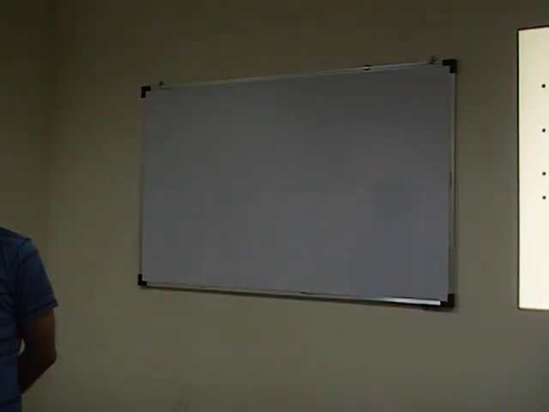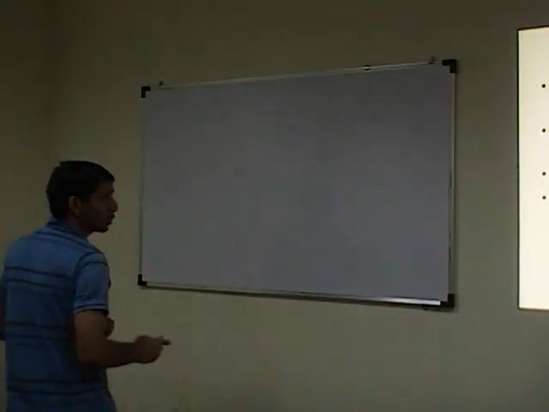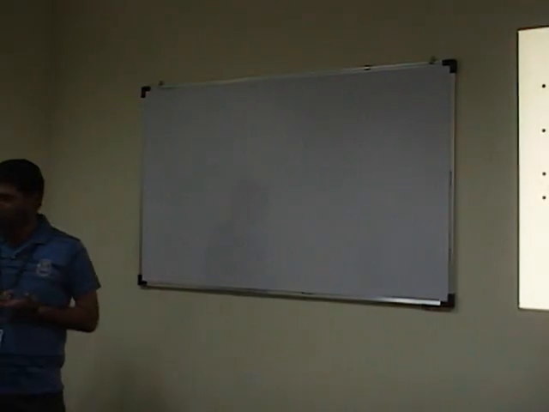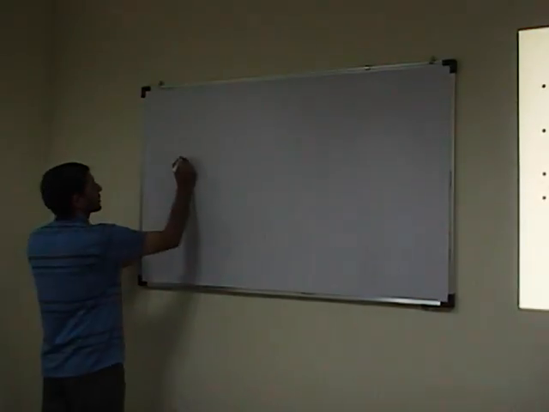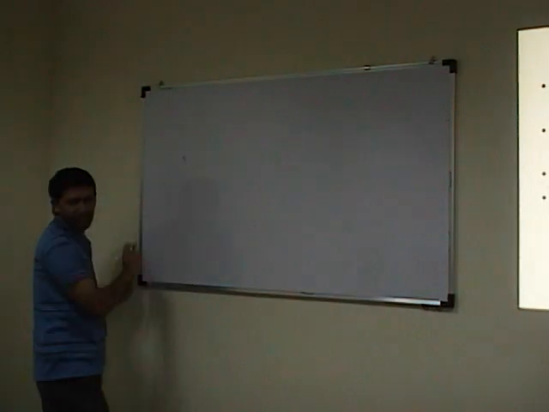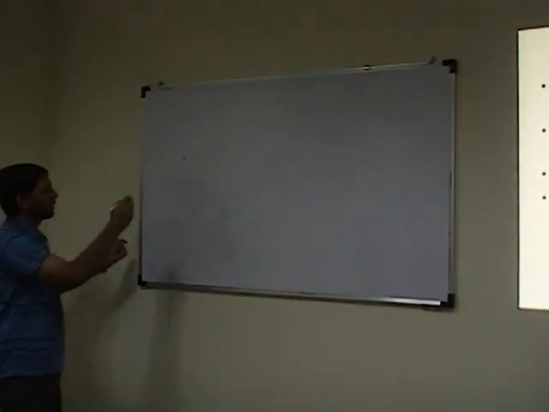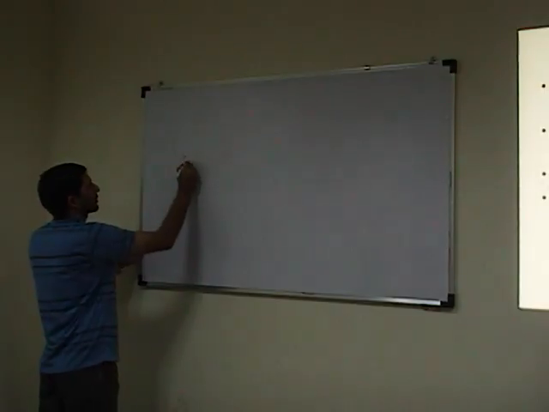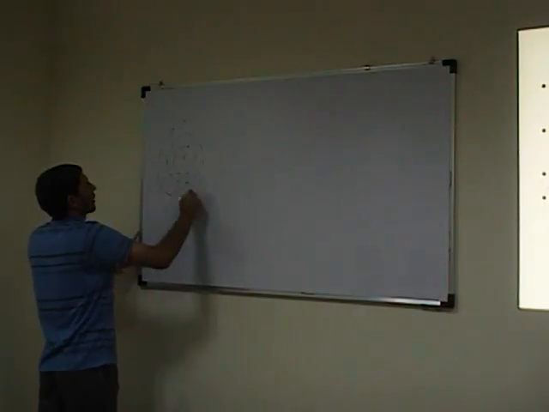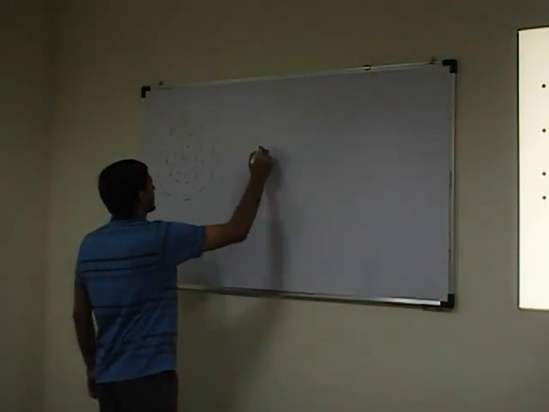Actually, as you know, the osteon is a unit of bone, and in this there is a central blood vessel that is called the Haversian canal. Around the Haversian canal there are circumferential lamellae. Like that, there is another osteon.